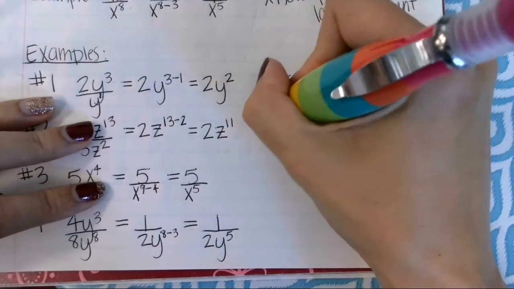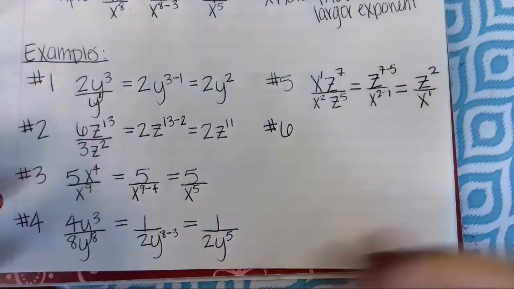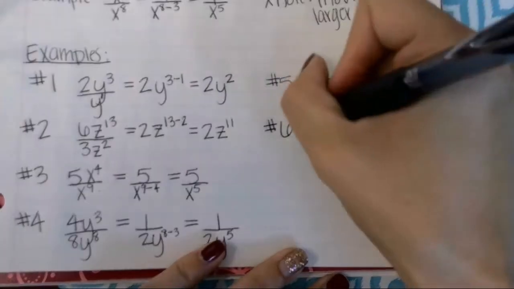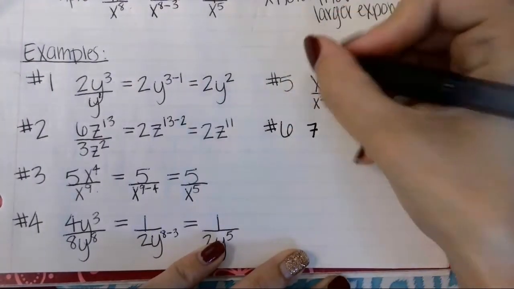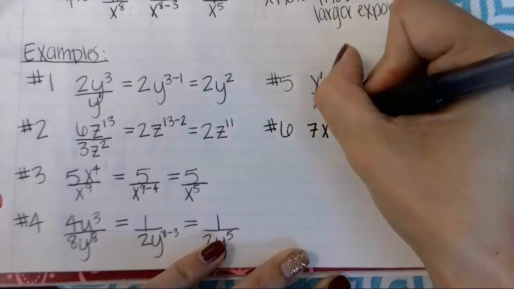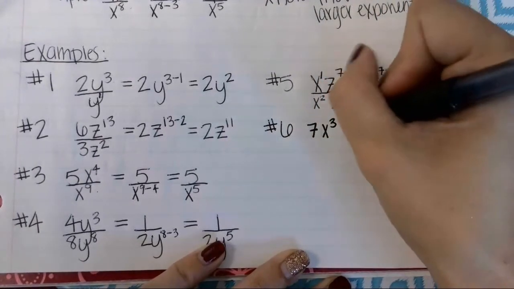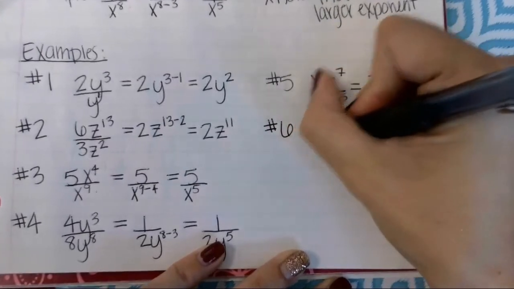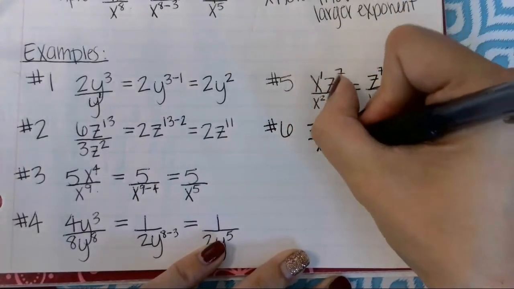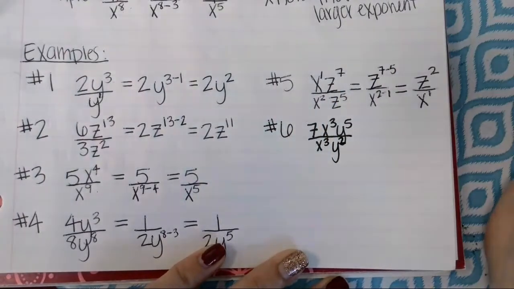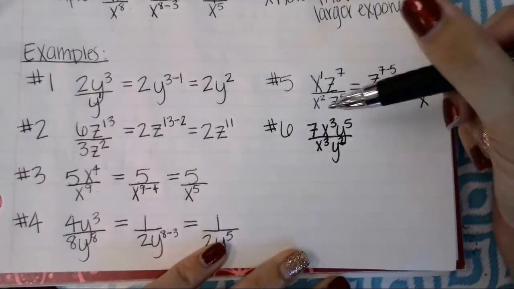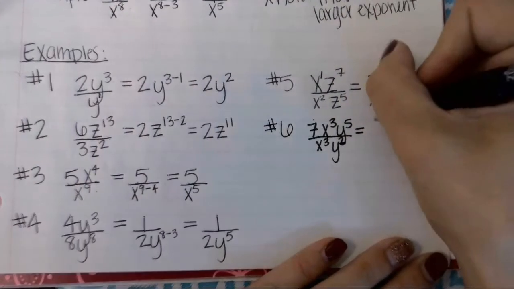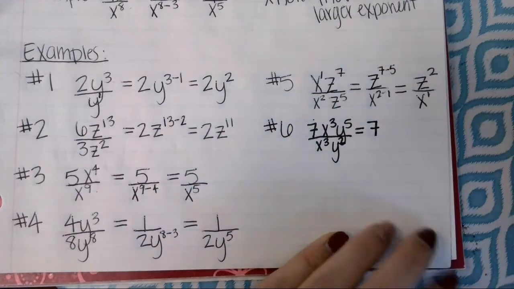Alright, let's look at another one. Okay, for example number 6, let's look at 7 x to the 3rd y to the 5th over x to the 3rd y squared. Now I have a coefficient and 2 variables. I only have one coefficient though, so I'm going to keep it right where it's at.